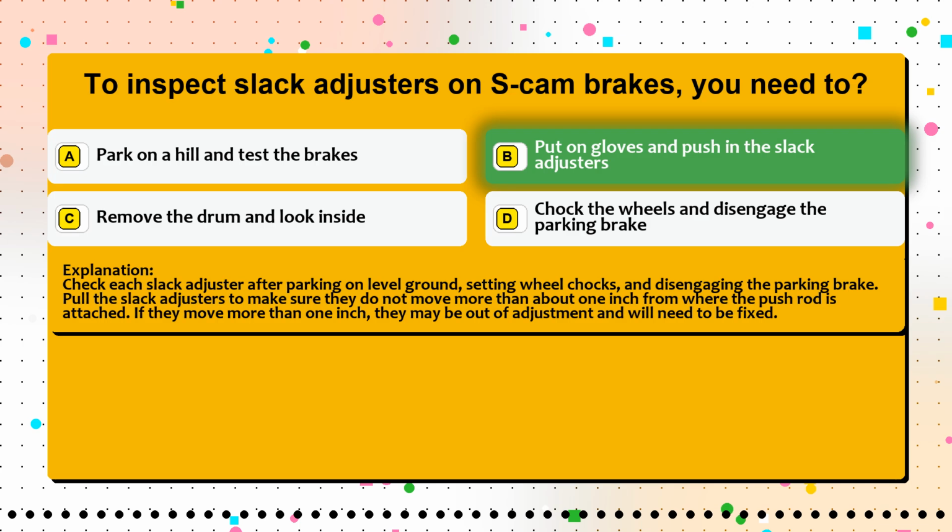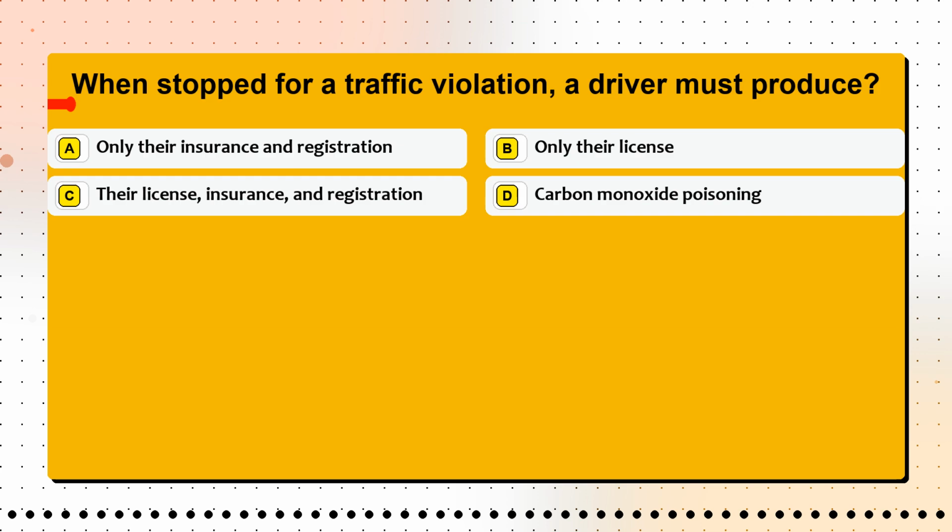Question 48. When stopped for a traffic violation, a driver must produce. Here are the options. Option A. Only their insurance and registration. Option B. Only their license. Option C. Their license, insurance, and registration. Option D. Carbon monoxide poisoning.